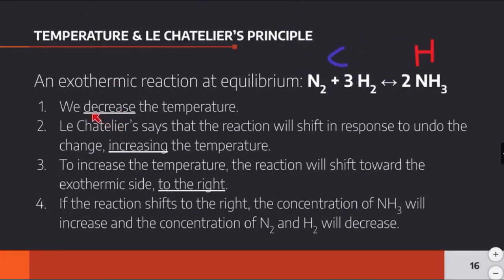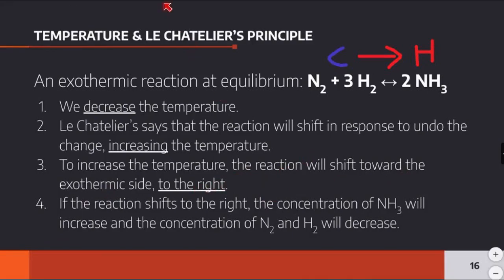So what if we decrease the temperature? Le Chatelier's principle wants to get it back into an equilibrium, so it's going to try to undo what we did, so it's going to try to increase the temperature. If it's going to try to increase the temperature, it's going to go towards the warmer side. The warmer side is over here, so this reaction will shift to the right. As it says, to increase the temperature, the reaction will shift to the exothermic side, to the right.